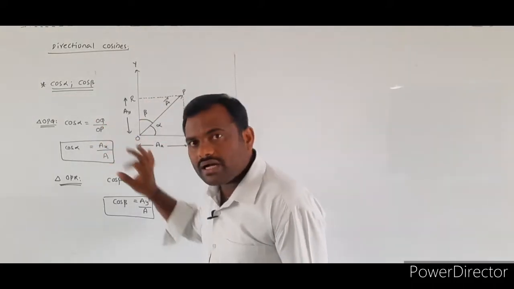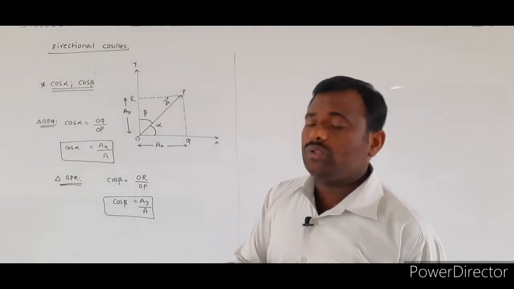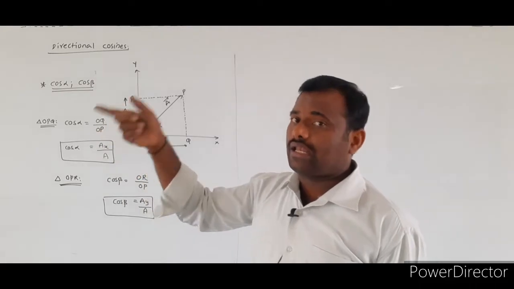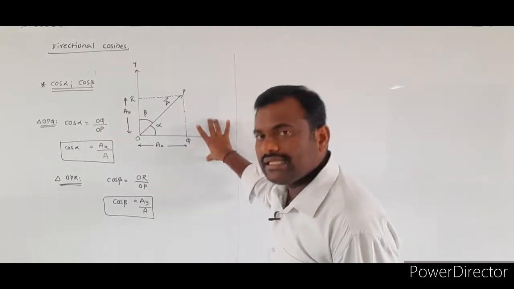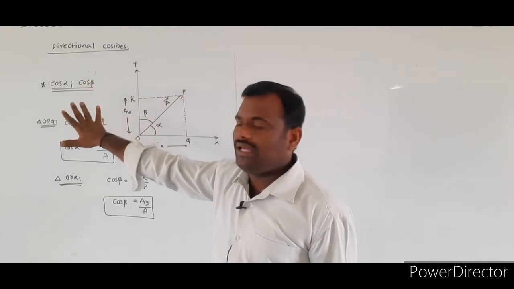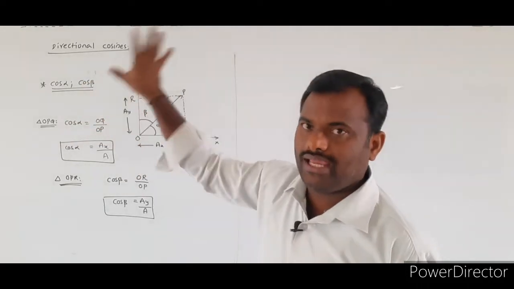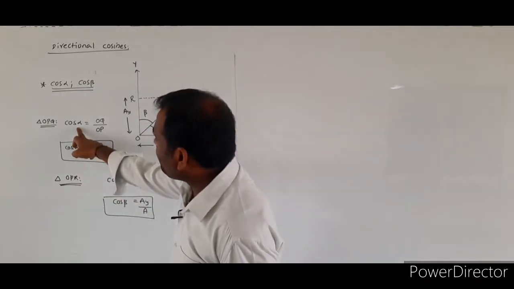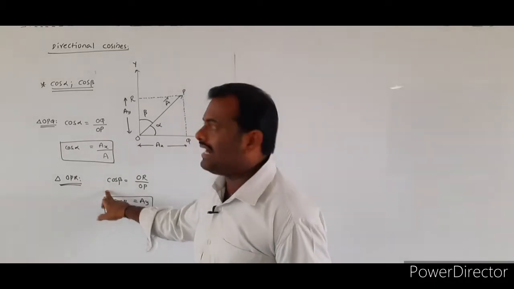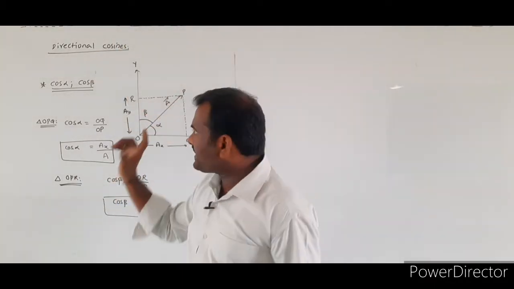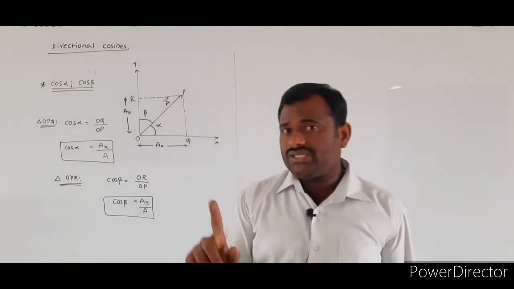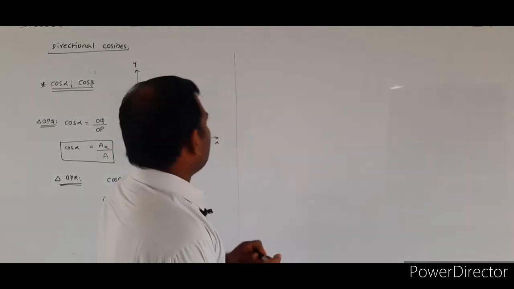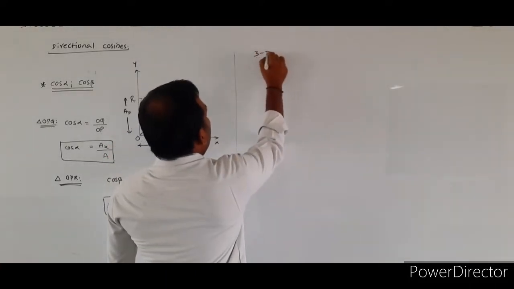What are cos alpha, cos beta representing? They are the cosine values of alpha, beta, which are the angles made by the given vector A bar with respect to the x-axis as well as the y-axis respectively. This is for the two-dimensional plane. Here cos alpha, cos beta are called directional cosines. This is only for the two-dimensional plane.